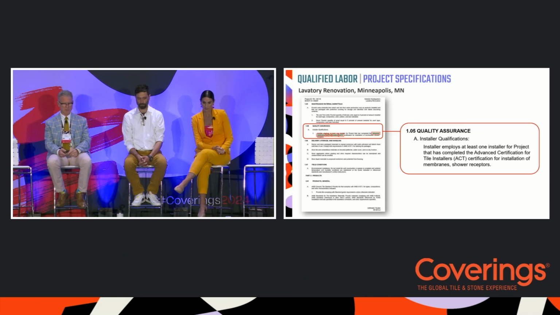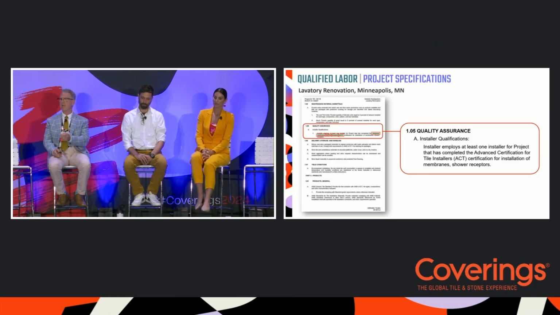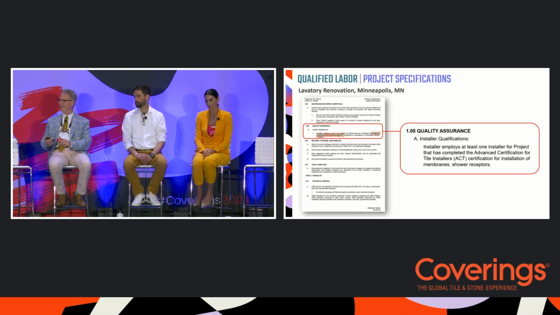Here is a project spec that says essentially the same thing, but they're calling it out. They're saying completed the ACT certification for installation of membranes and shower receptors. Now, I don't know anything about this project, but I'm guessing that it has a lot of showers, and the membranes are very important, those 2 things, all right?